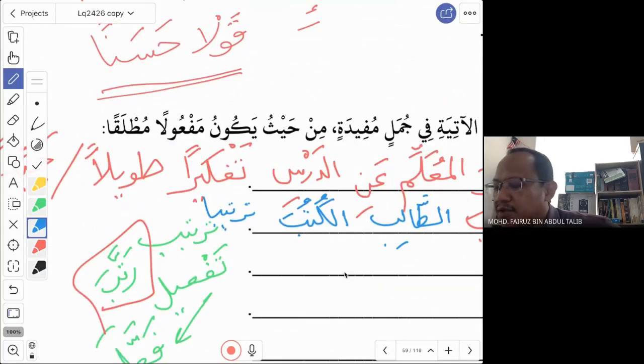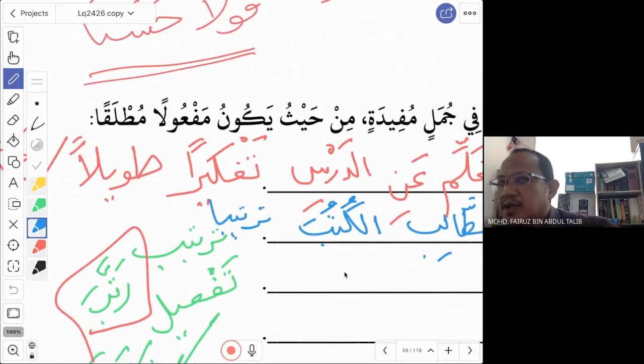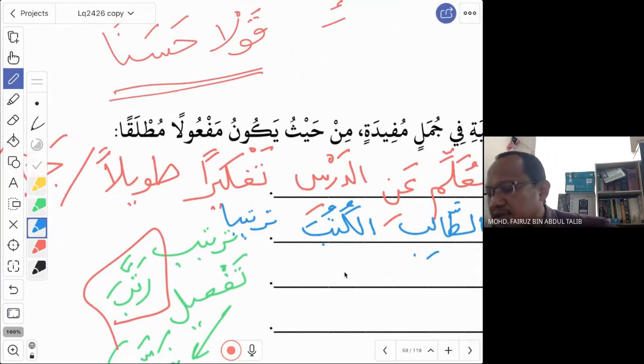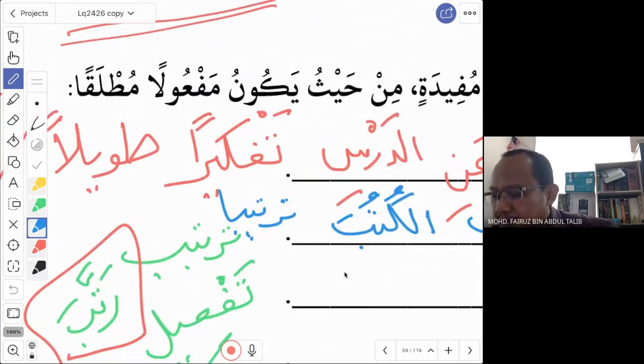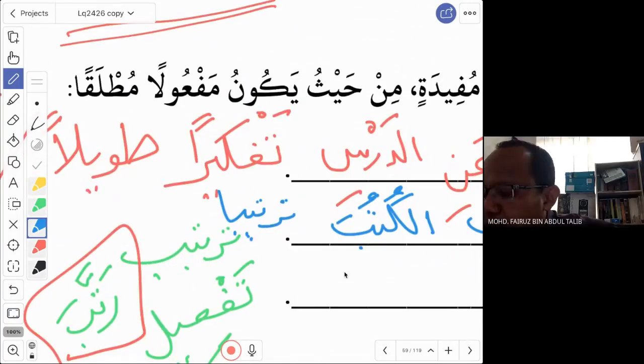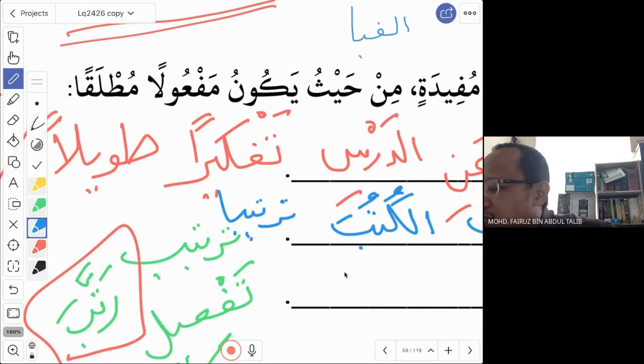But let's say you want to add another word. You want to say, oh, he arranged the books in alphabetical order, for example. How was the tartib? So you can add another word. I give you the word for alphabetical. Alphabet is actually an Arabic word. Alphabet is alif, ba. You see the similarity of alphabet and alif, ba? So in Arabic we say alif, ba, iya. In alphabetical order.